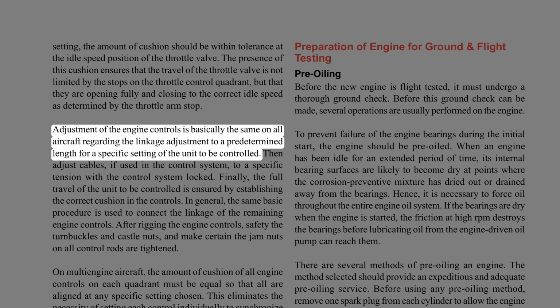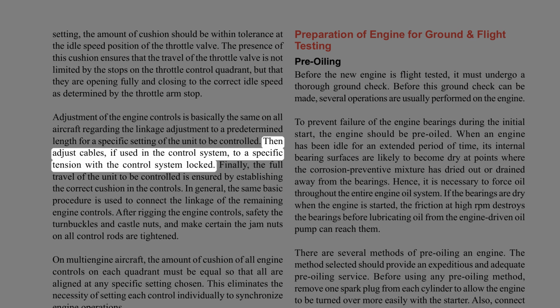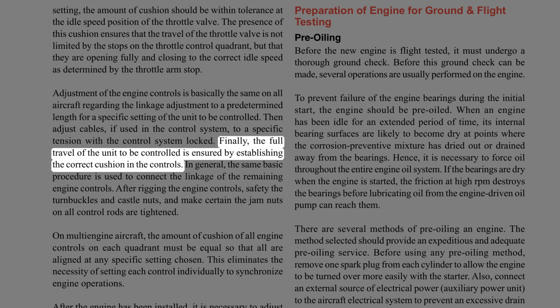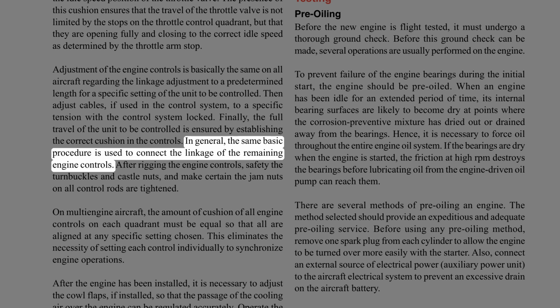Adjustment of the engine controls is basically the same on all aircraft regarding the linkage adjustment to a predetermined length for a specific setting of the unit to be controlled. Then adjust cables, if used in the control system, to a specific tension with the control system locked. Finally, the full travel of the unit to be controlled is ensured by establishing the correct cushion in the controls. In general, the same basic procedure is used to connect the linkage of the remaining engine controls.